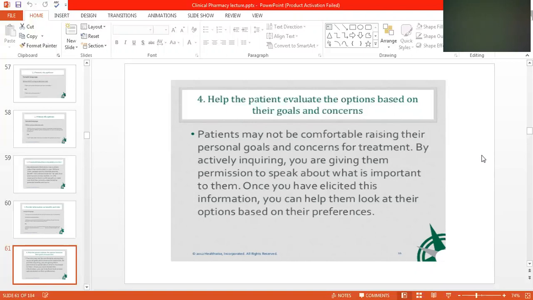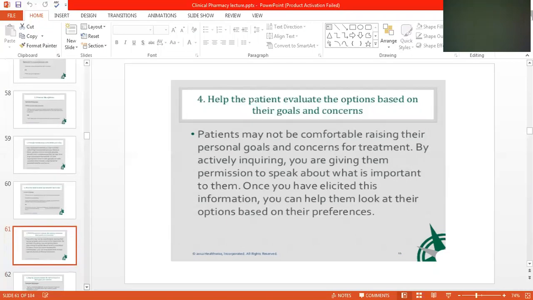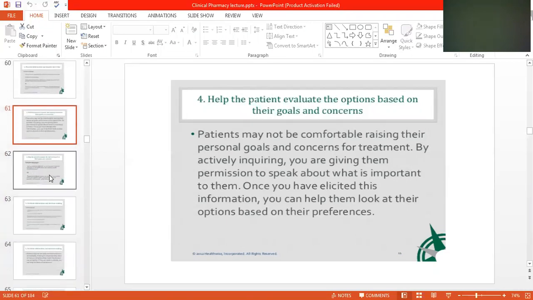Once you have elicited this information, you can help them look at their options based on their preferences. This is what the patient is giving preference to. The alternative is the options you have provided for the treatment.